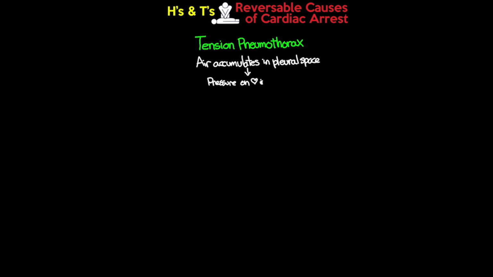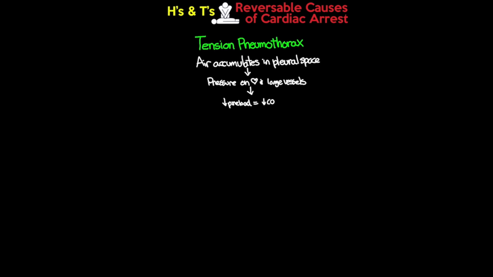All right, the next T that we're going to talk about is something called tension pneumothorax. In a tension pneumo, we have air that has accumulated in the patient's pleural space, which if it builds up to the point of tension, can place pressure on the heart and the large vessels, which is ultimately going to decrease preload and lead to a decrease in cardiac output for our patient.